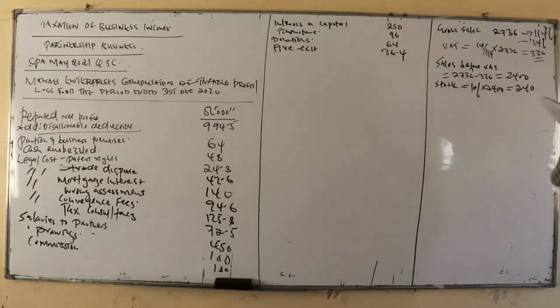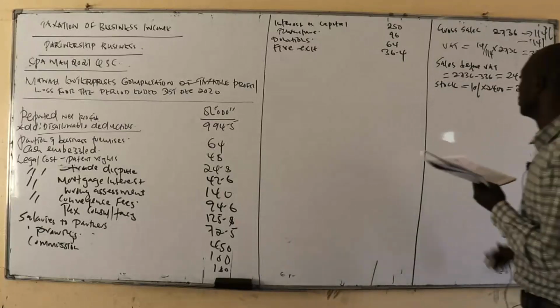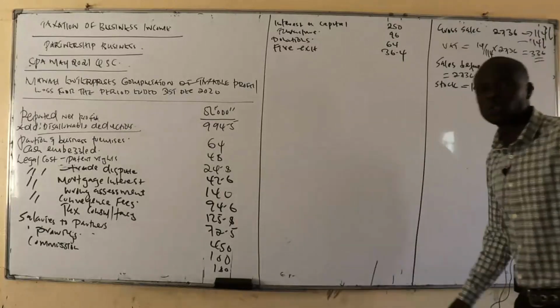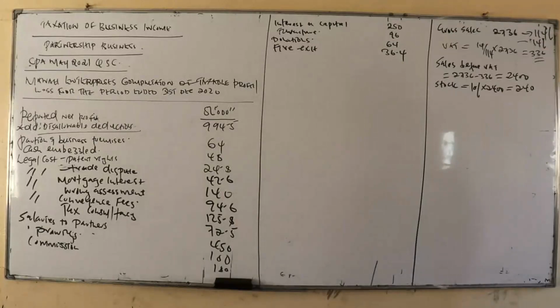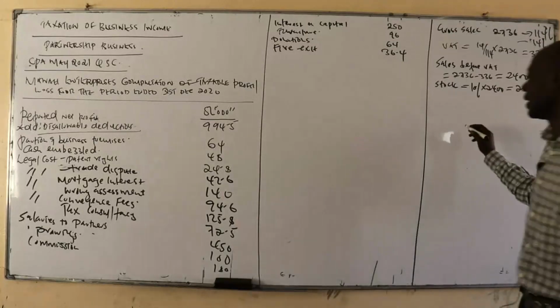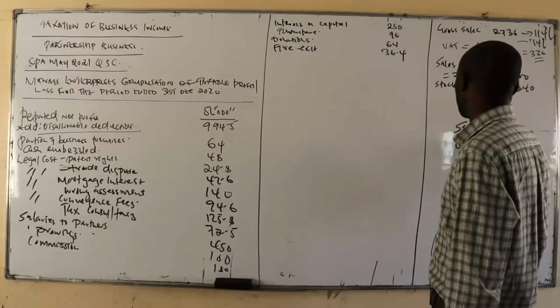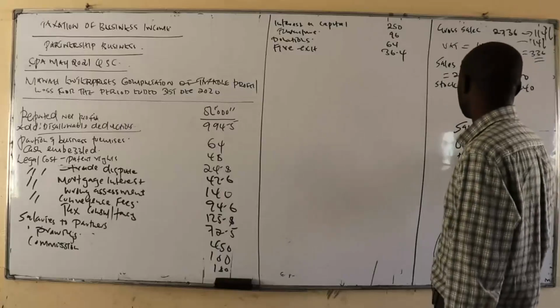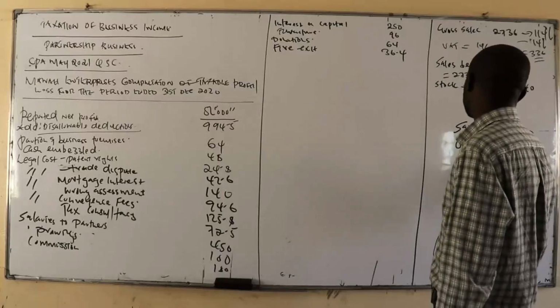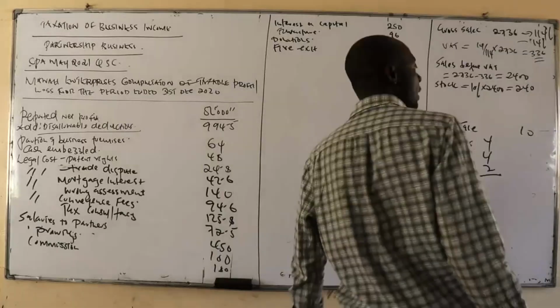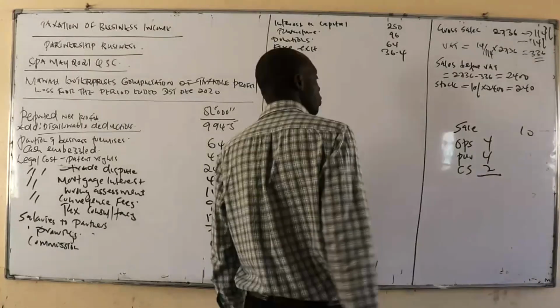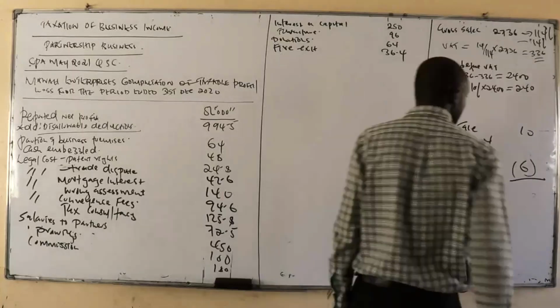And they have been told that this one is overstated by 20%. So when you overstate your closing stock, what is the impact on your profit? You can just do your own assessment. Yeah, we said you take sales 10, opening stock 4, purchases 4, closing stock 2. 4 plus 4, 8, minus 2, 6. 10 minus 6, 4.